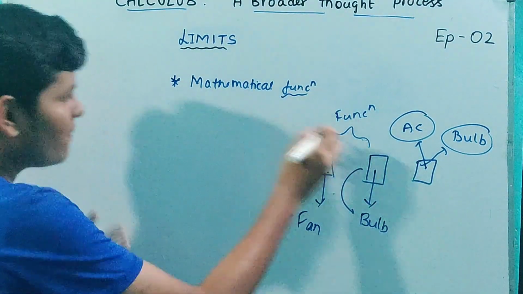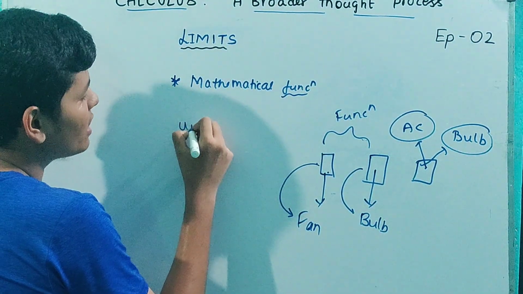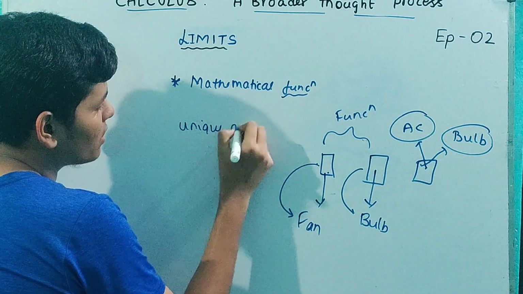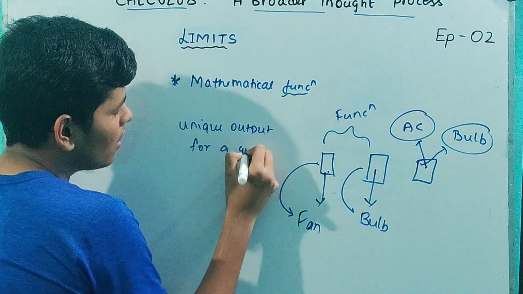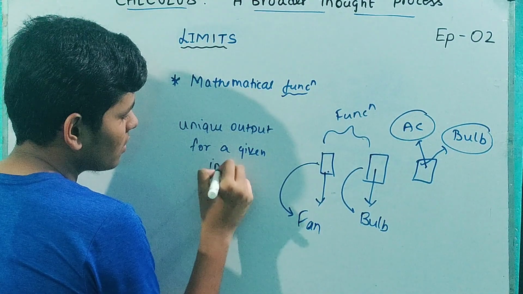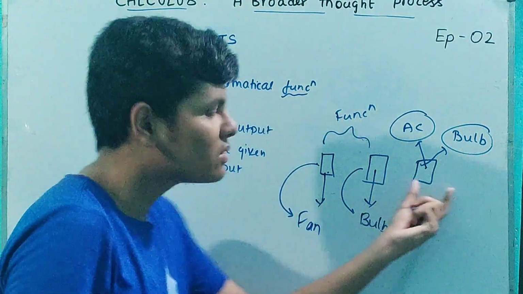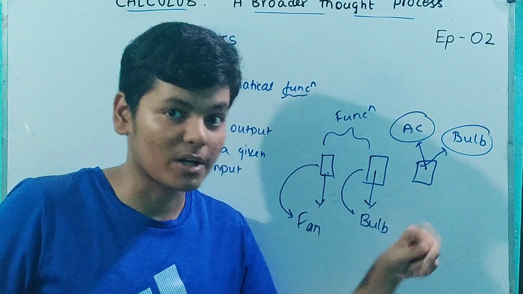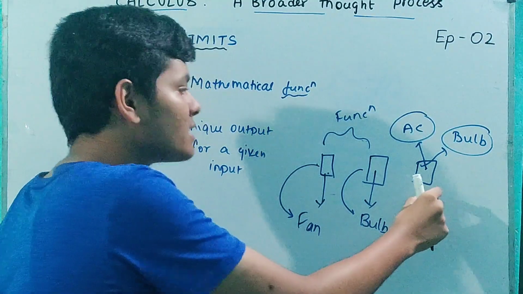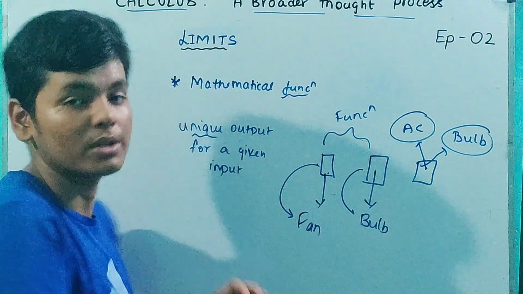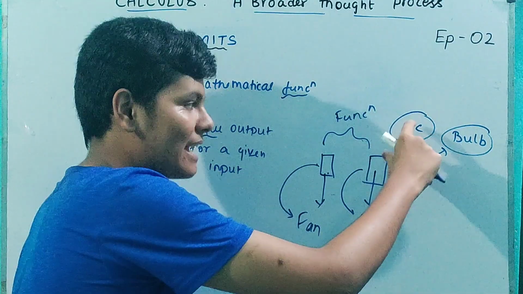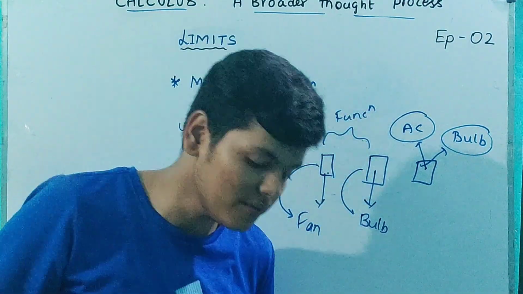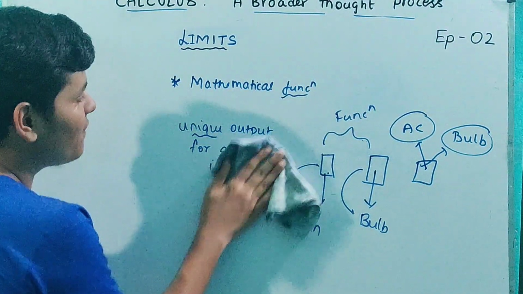So we define that a function is something which has a unique output for a given input. Now this switch, which is said to be a relation but not a function, is not a function because it does not have a unique output. It has multiple outputs, that is, an output of both AC and a bulb. So it is not said to be a function. Now we understand what a function is.